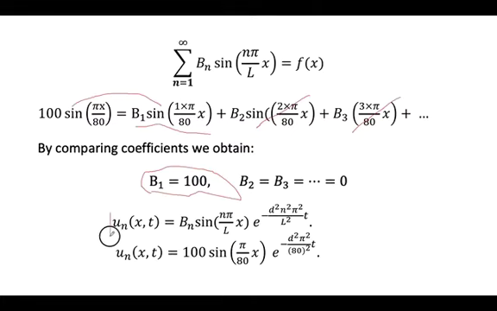So when we are left with this, b1 is equal to 100, and the whole expression of the analytical solution we can write as 100 sine pi over 80 x, e power minus pi square over 80 square t, because the value of n is equal to 1. All right.